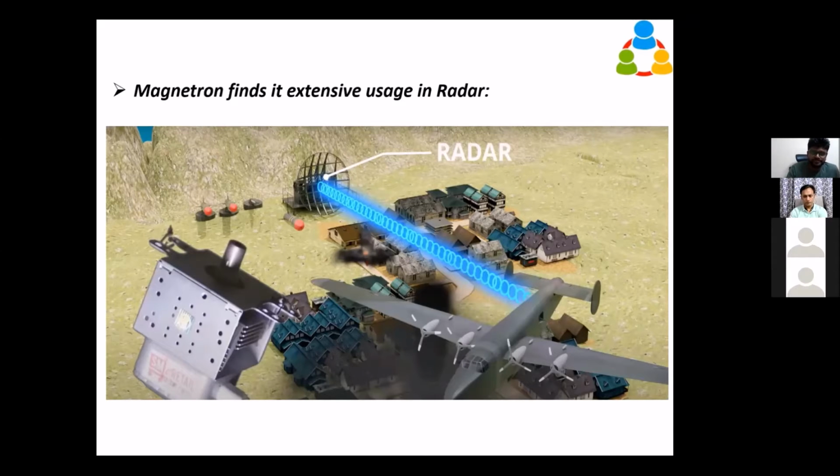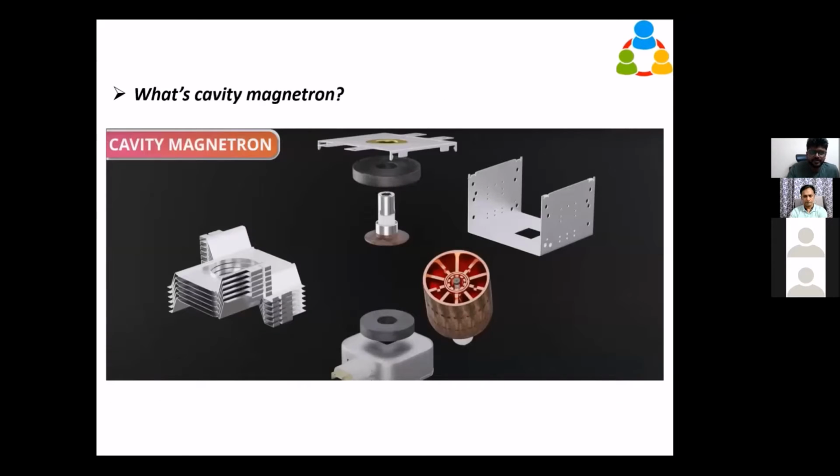So for that purpose only, the magnetron was designed initially. The magnetron we are using in our microwave is a somewhat advanced magnetron, the cavity magnetron. Just know this name, okay? Cavity magnetron. What is a cavity magnetron? That we'll see. These are the parts that make up the magnetron if you dismantle it.